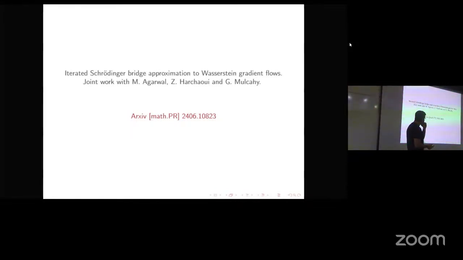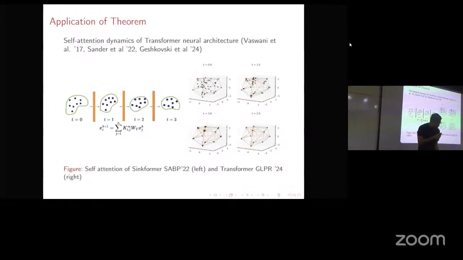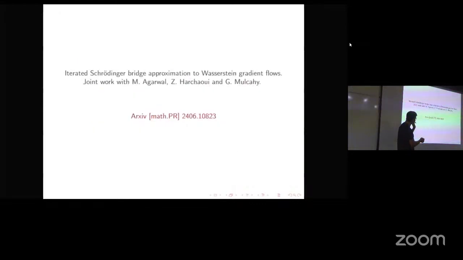Okay, I want to talk a little bit about some of my own recent work on iterated Schrödinger bridge approximations to Wasserstein gradient flows. And the problem comes from something that is very popular these days called transformers. I'm not an expert on transformers. I suspect some of you might be. So what is a transformer? This is with my collaborator, Zaid Harchaoui, who is a machine learning researcher and statistician, my colleague in statistics, and our students, Medha Agarwal and Garrett Mallory. So I have learned all these things from Zaid here.